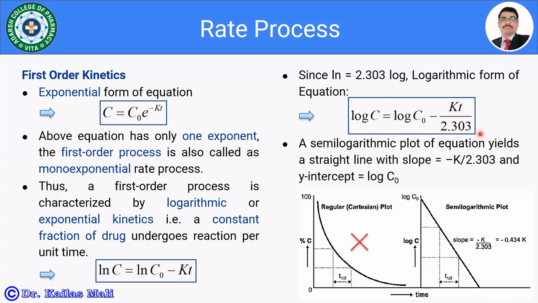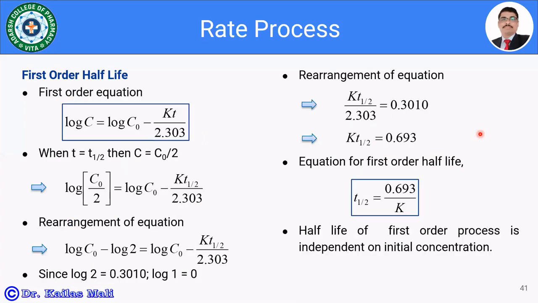Let us move towards further details of first order kinetics, that is, determination of first order half-life. On the previous slide, we have seen the equation log of C is equal to log of C0 minus kt divided by 2.303. Half-life is the time required to convert half the quantity of reactant into product. So when t is equal to t half, then C is equal to C0 by 2. Now put these values into this equation.